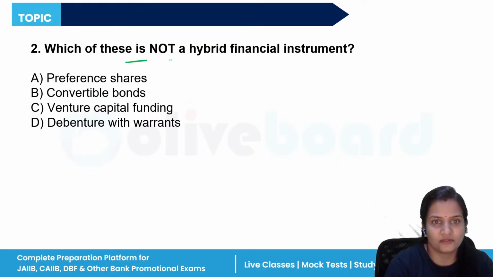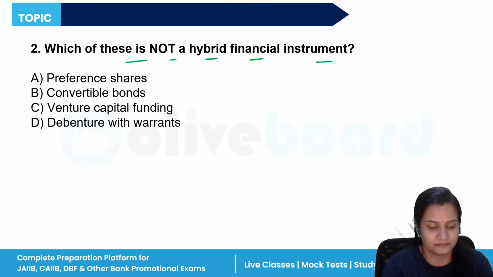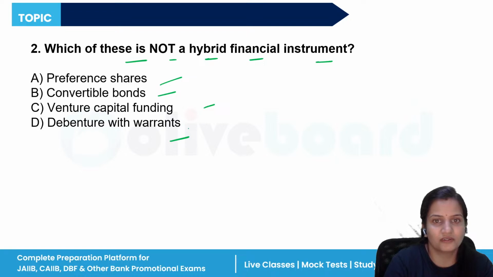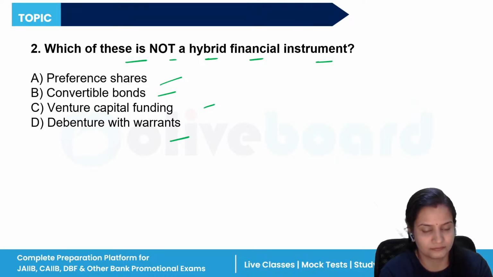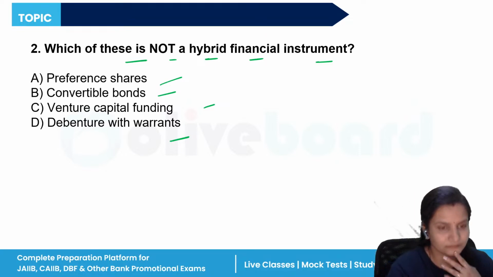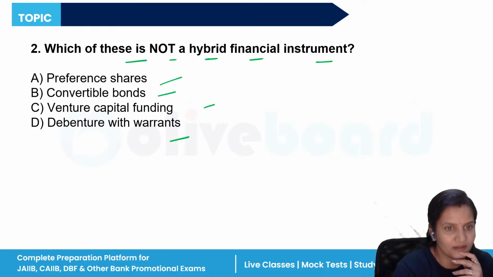Now, which one of these is not a hybrid financial instrument? Preference shares, convertible bonds, VC funding, debenture with warrants. Which one is not included in hybrid finance? Tell me. So it is venture capital funding. Okay, it is not a hybrid financial instrument.